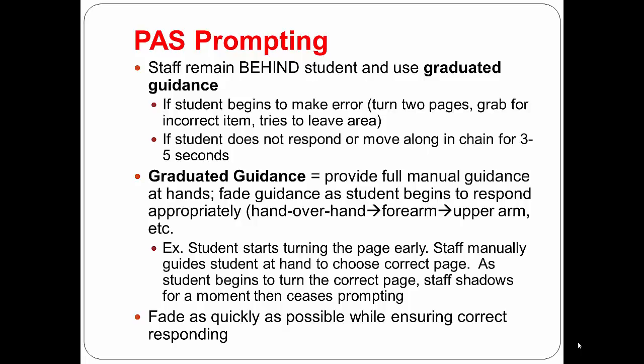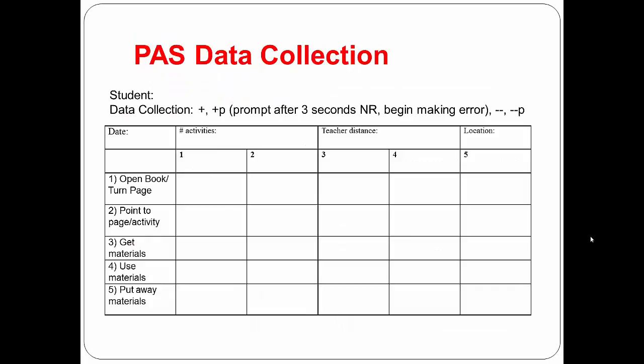For example, if the student starts to turn the page before completing the task, the staff would manually guide the student at the hand to choose the correct page. As the student begins to turn the correct page, the staff would shadow and move back before ceasing prompting altogether, seeing that the student is engaging in the next correct response. The goal is to fade prompting as quickly as possible while ensuring correct responding occurs. Our picture activity schedule datasheet is structured around the same skills tracked in the original research.